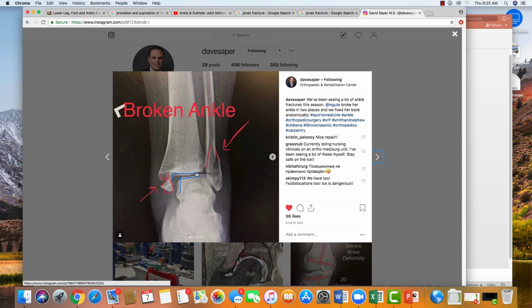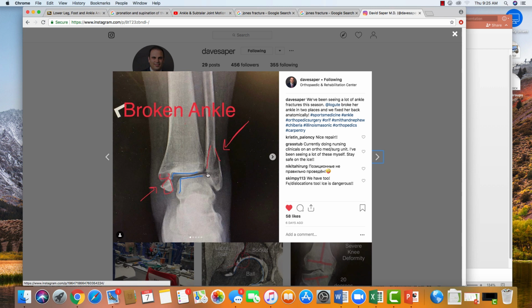If you see this little blue line that Dave drew in, or Dr. Saper drew in, this is outlining the mortise. So this is where the mortise joint is classified as the talocrural joint. It's the space between that. And it should be lined up where the base of the tibia here, bordered by the medial malleolus, should fit perfectly with the talus. And the talus has slid over to the lateral side here.